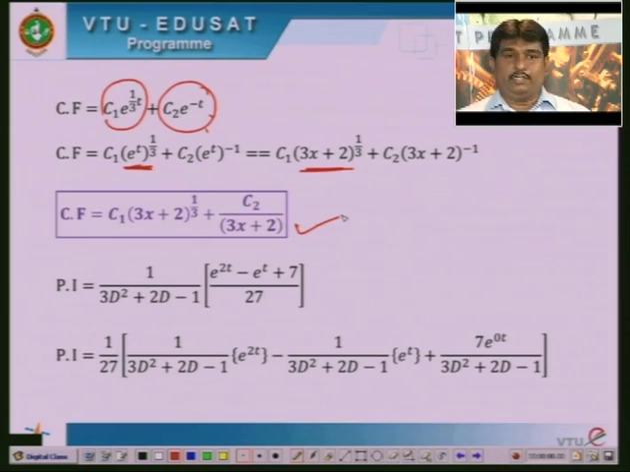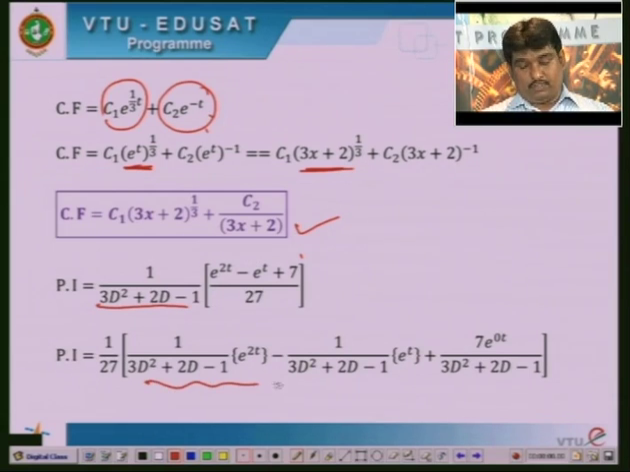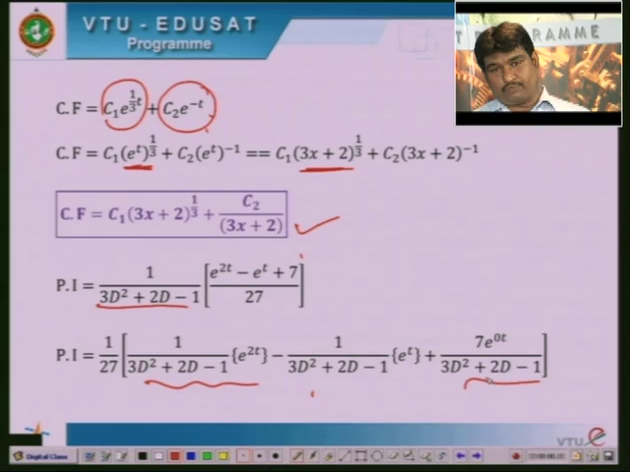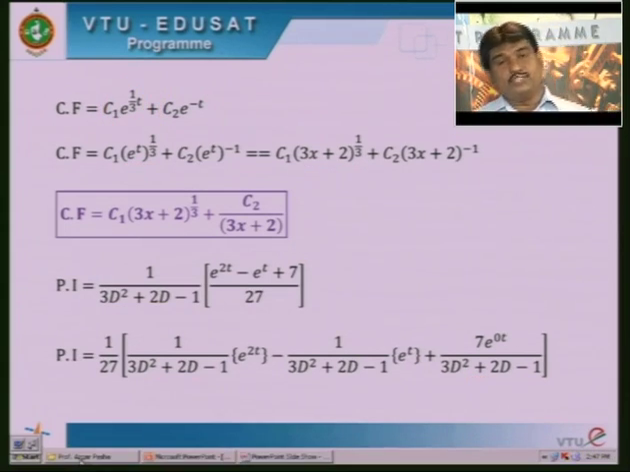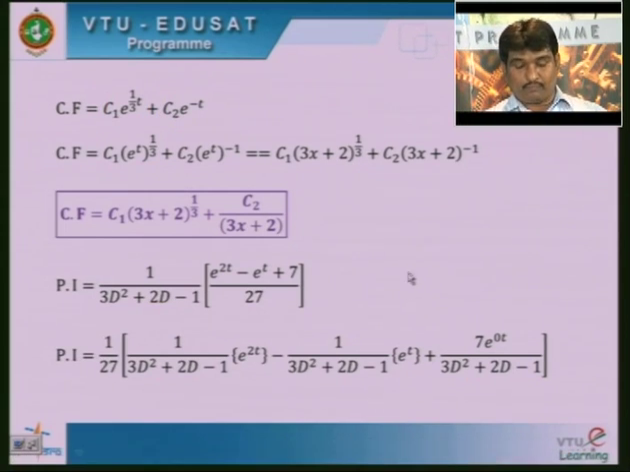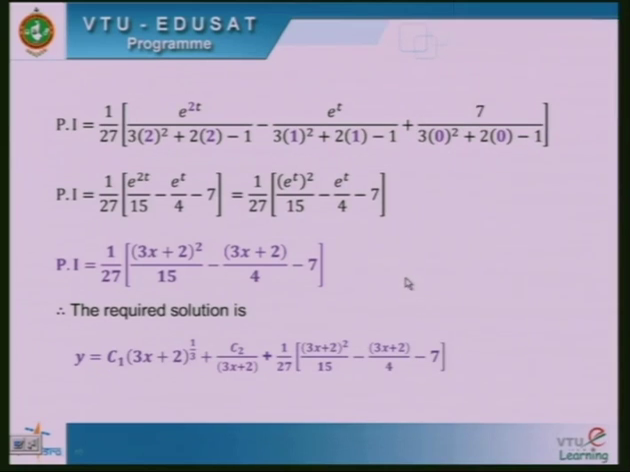Let me find PI now. PI is 1 over f of D operated on phi of t, (e to the power of 2t minus e to the power of t plus 7). So apply on all the three terms: e to the power of 2t by 27, 1 by (3D square plus 2D minus 1) operated on e to the power of t, plus you can write the constant 7 as 7 into e to the power of 0t. Next, this is type 1, straightforward. You can just replace D by 2 here to get the solution.